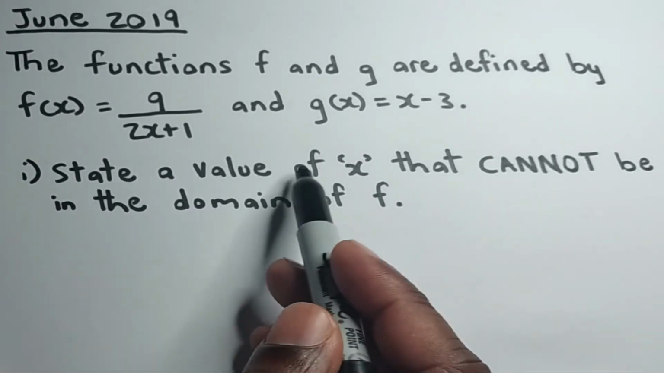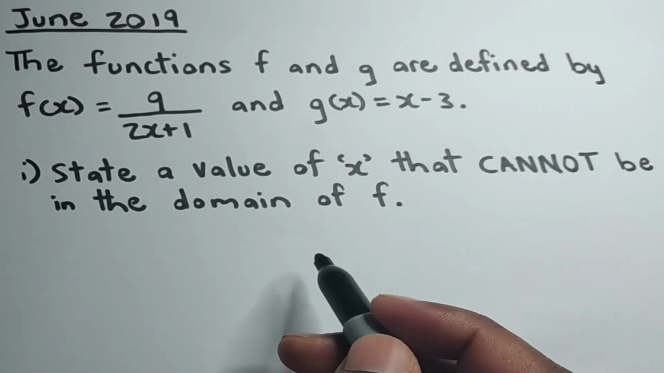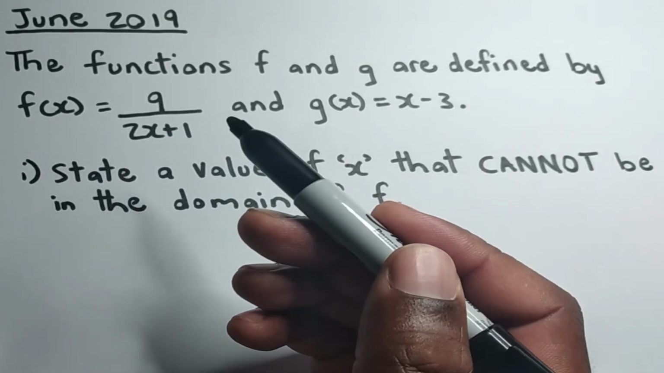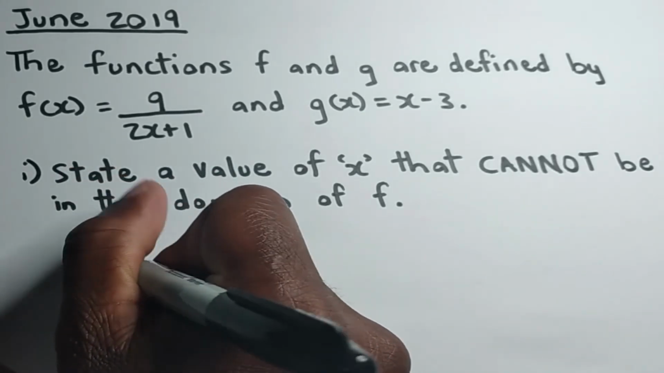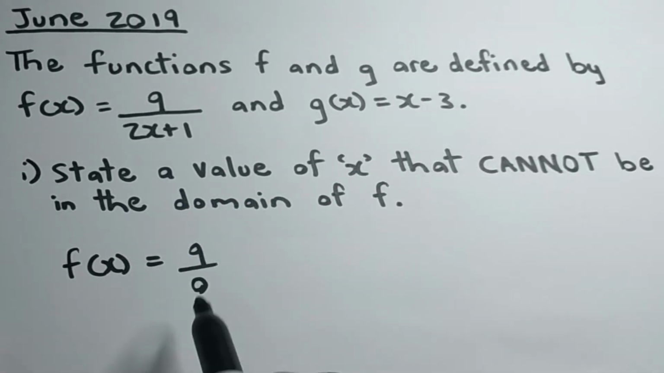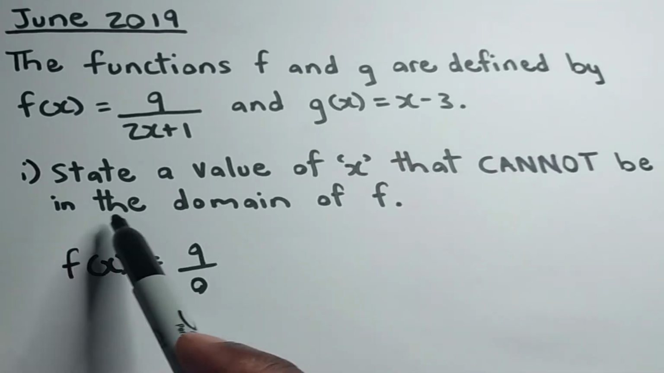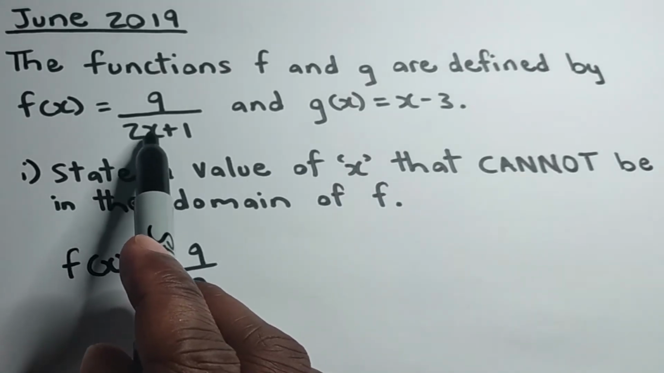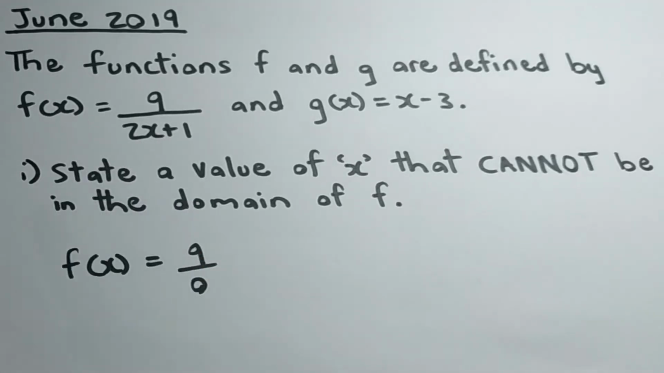So we want to state a value of x that cannot be in the domain of the function. Now, what we know is that if we have 9 over 0, then that is infinity. So we don't want to have f of x being equal to 9 over 0. So if we want to state a value of x that cannot be in the domain of f, we want to know the value of x that if we place that value for x right here, then we'll get the denominator to be equal to 0.